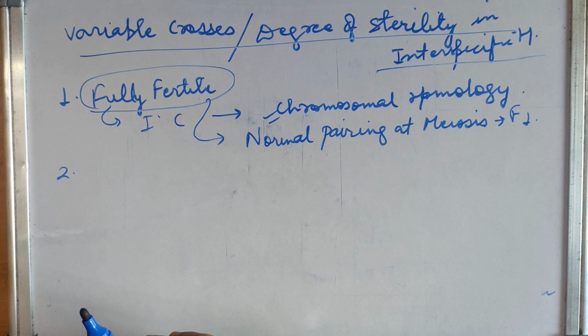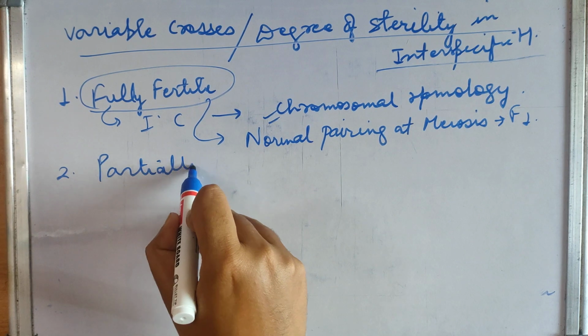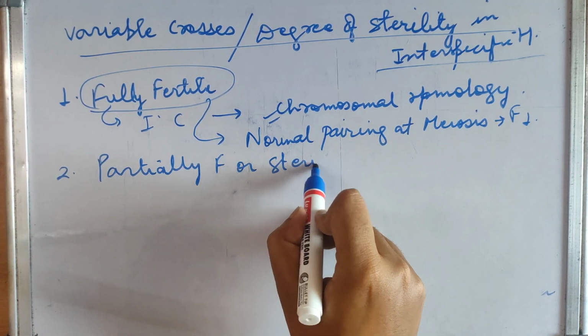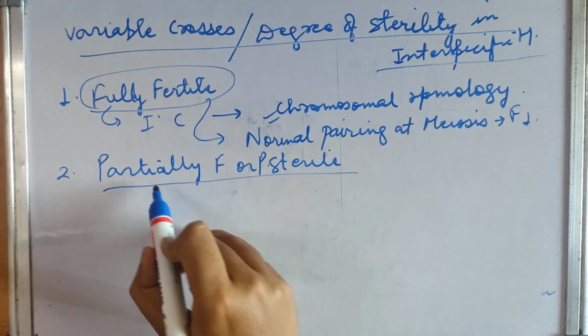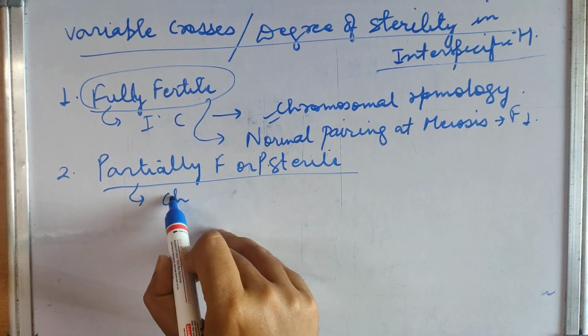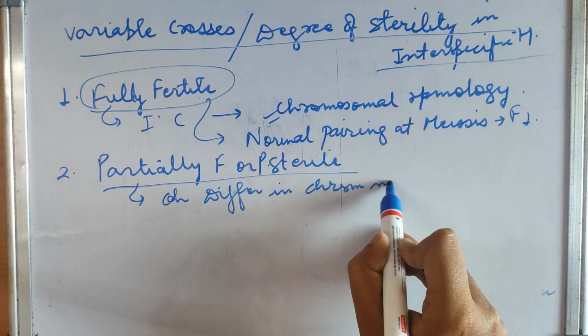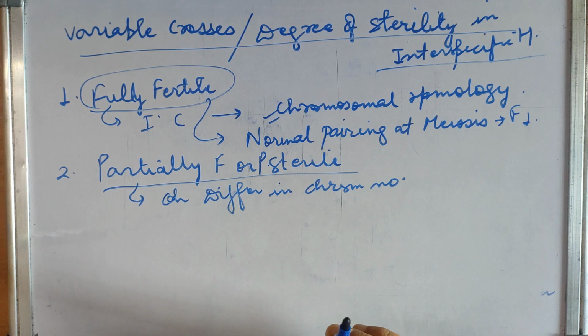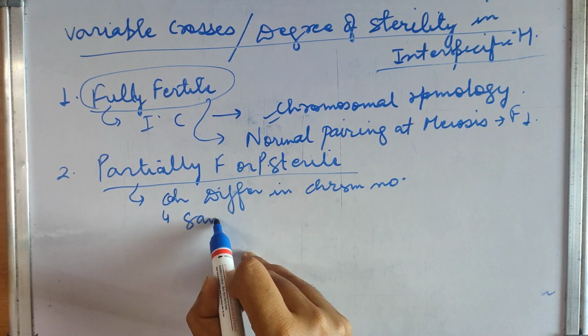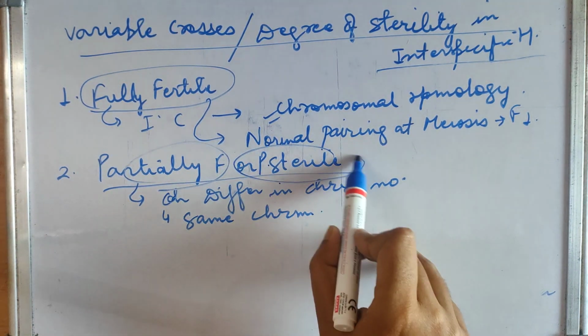Now secondly, partially fertile or partially sterile. Here the interspecific crosses are partially fertile between those species which differ in chromosome number but have some chromosomes in common. In such a situation, F1 plants are partially sterile or partially fertile.